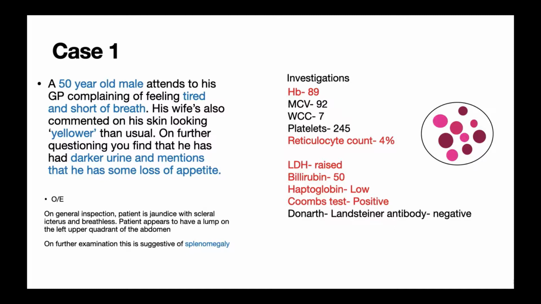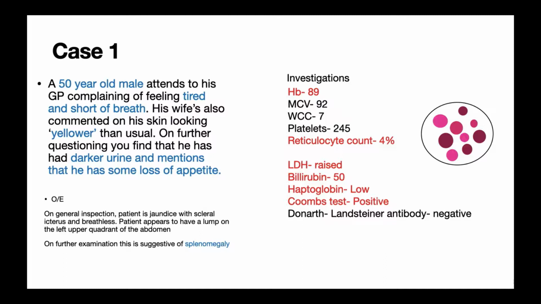Additionally, his wife complained of him looking more yellow than usual, and this is referring to the jaundice that this patient may have. And then he has the dark urine, which is referring to the idea of the unconjugated bilirubin being converted to conjugated in the liver, and therefore entering the urine and causing it to become darker. Finally, he has some loss of appetite.